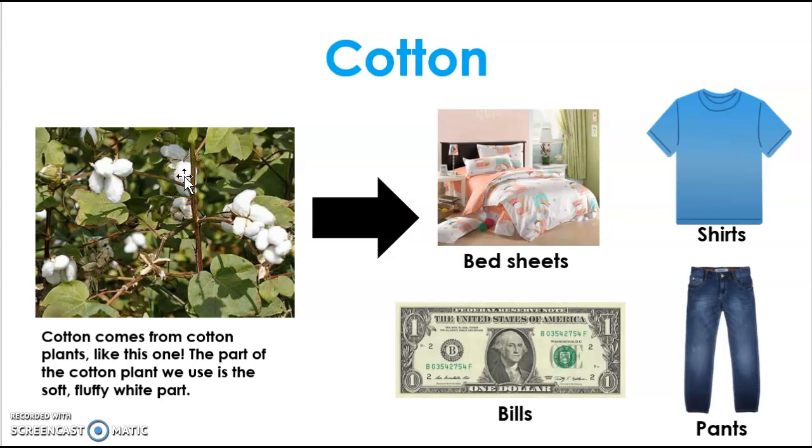Once we take the cotton from these cotton plants, we can turn it into many things that we use, like bed sheets when you go to sleep, dollar bills or money to pay for things, pants, and shirts. Humans found out that the cotton fibers, this white stuff, could be spun into fabric to make clothing, all different types of clothing. And this comes from the cotton plant.